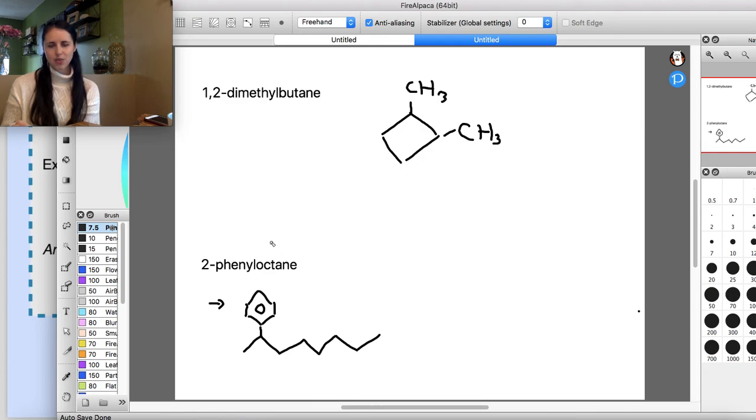Tomorrow, really exciting, we get to start our haloalkanes and our alcohols. So we are starting our first hydrocarbon derivatives.